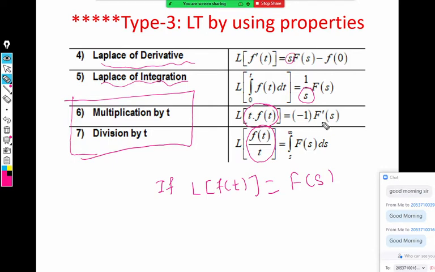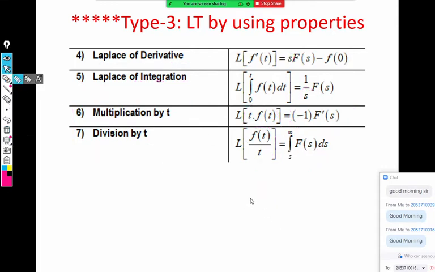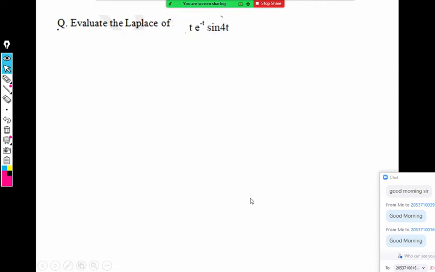Laplace of t into f of t is minus F dash, while Laplace of f of t upon t is an integral, and the limits you should remember. It is not from 0 to infinity now. It is the integral from s to infinity of F of s ds. So let me come to the numericals after this. Okay, I'll show you the next slide here.